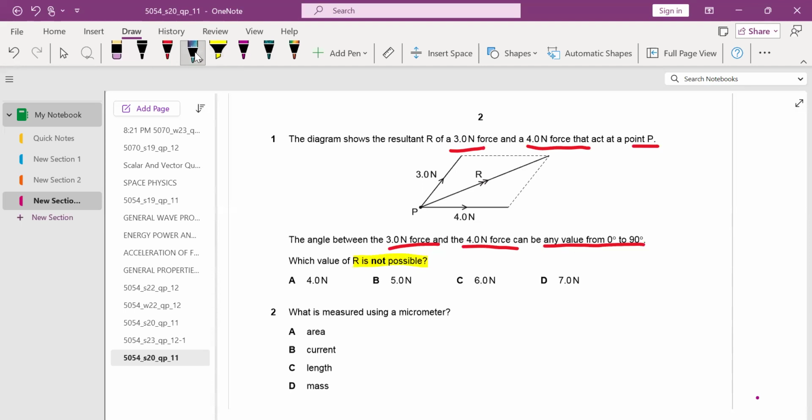For this, you need to remember that using Pythagoras theorem, you can easily find out the value of R. So it may be 5 Newton. So you have to tell the value that is not possible. So 6 may be possible, 7 may be possible, but the 4 won't be possible. So the correct option for question number 1 is A.